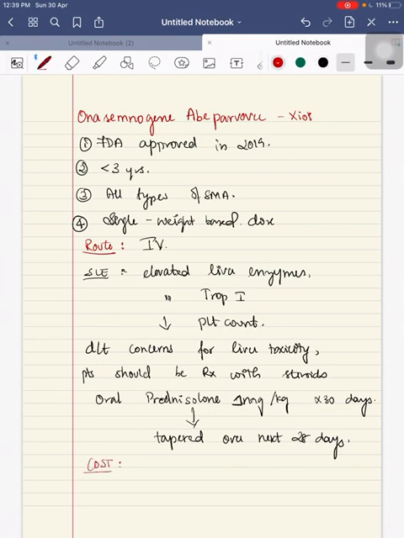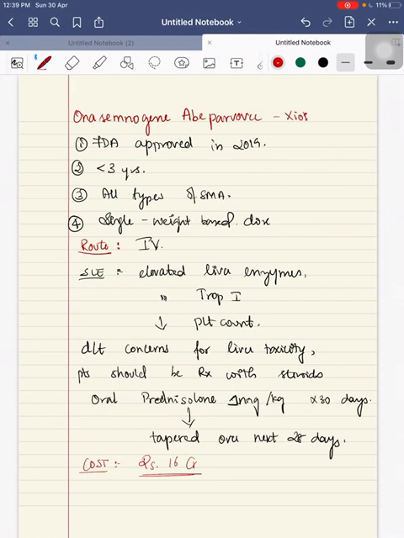The LFT, platelet count and troponin should be measured weekly for the first month, and the investigation should also be done before starting of this drug. The cost of this drug is 16 crores since it is a single dose. Okay. Next we will see about Risperidone.